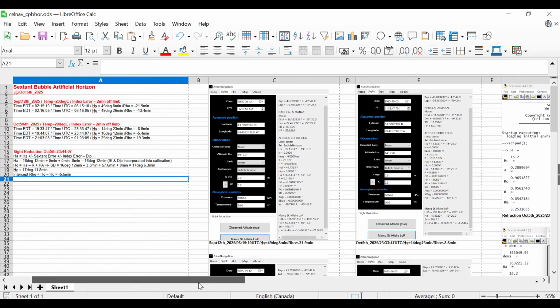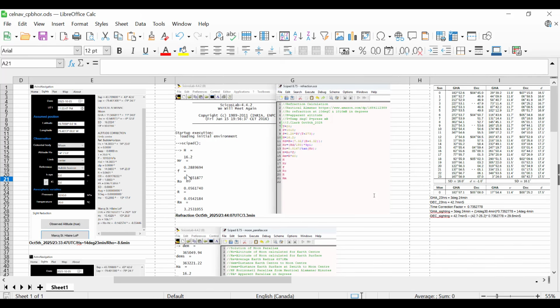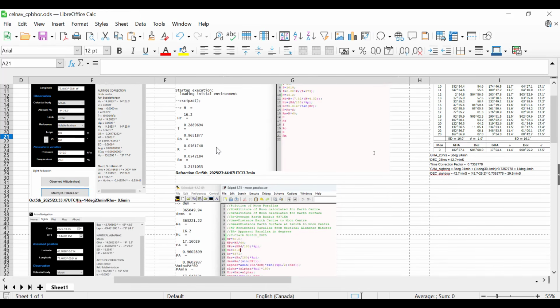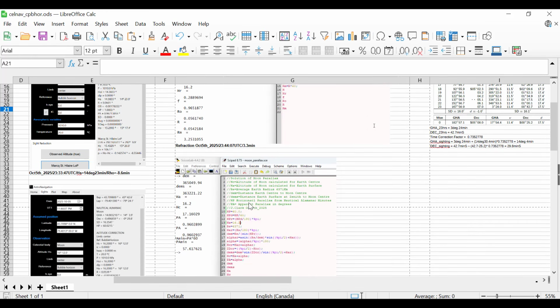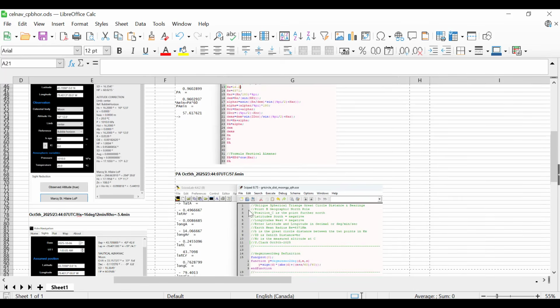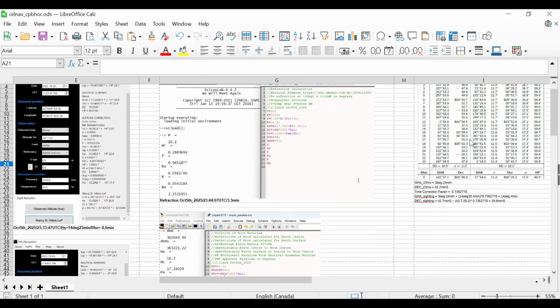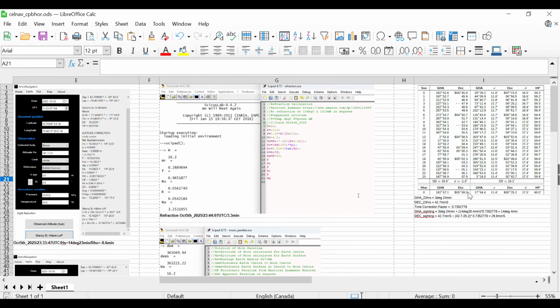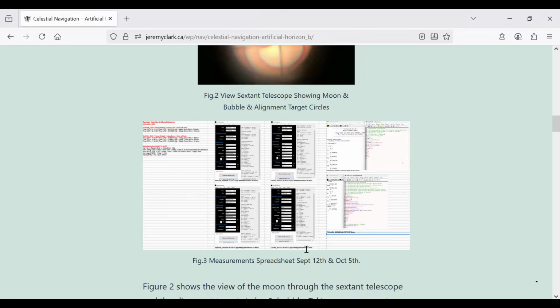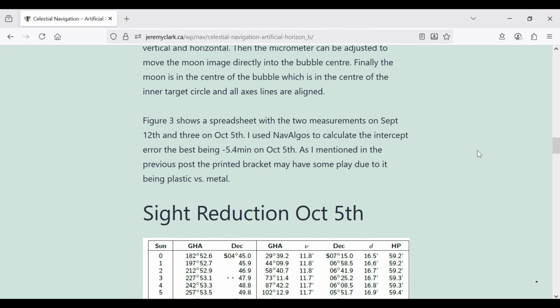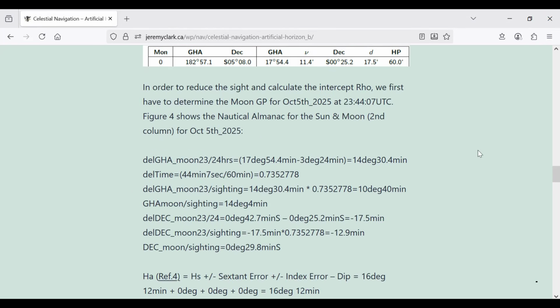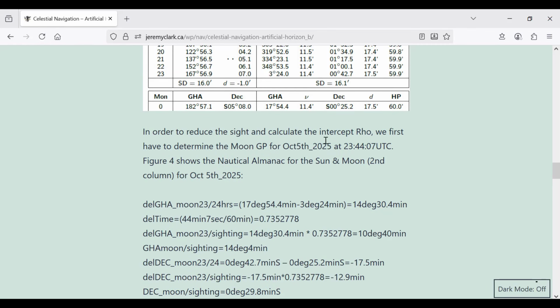Over here, I'm using Psychos Lab to calculate the refraction, to calculate the moon PA, and to calculate HC. And then I've got the nautical almanac for October the 5th and one line for October the 6th. And then I did the calculations for the GHA and the dec for the time.